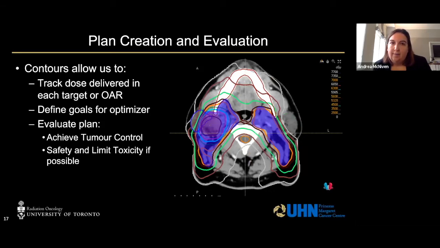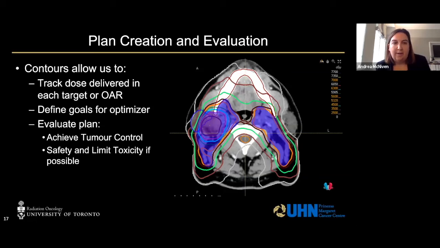So as mentioned, once all of those extensive numbers of contours are created, we'd go into that phase of plan creation and evaluation by the radiation therapist or dosimetrist. So they're using these contours, which allow us to track the dose delivered in each target or organ at risk. So in an image for each voxel, we'll calculate the dose to that voxel. And by identifying it within a contour, we can assign and track the dose that's being delivered to a specific organ. That allows us to define goals for our optimizer to create the plan we want that's specific to the patient and achieves those clinical goals.